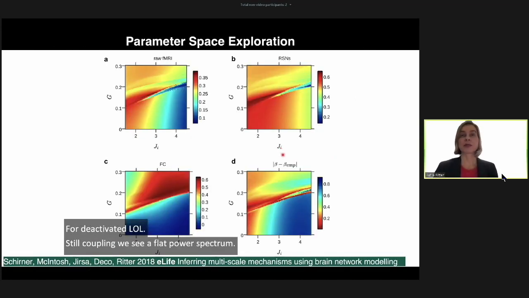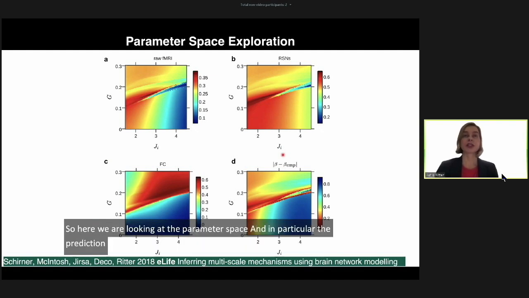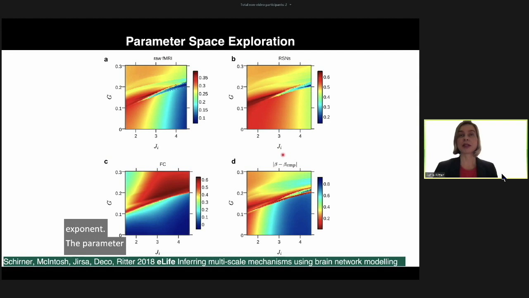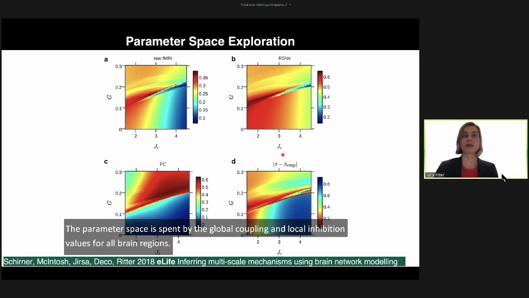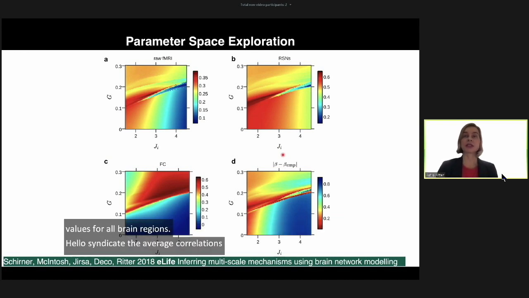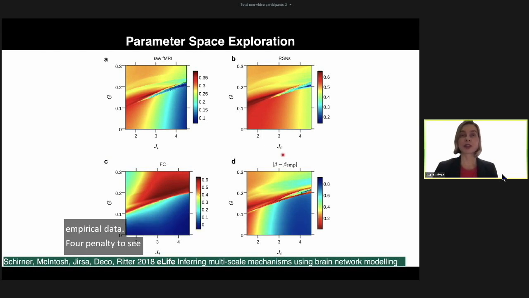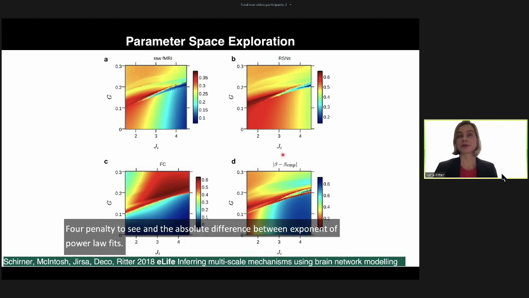So here we are looking at the parameter space and in particular the prediction quality for different features in empirical signals: resting state networks, raw fMRI, functional connectivity, and power law beta exponent. The parameter space is spanned by the global coupling and local inhibition values for all brain regions. Colors indicate the average correlations between simulated and empirical data for panels A to C, and the absolute difference between exponents of power law fits for panel D.